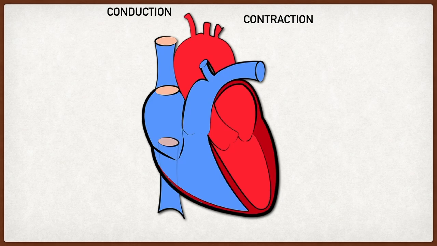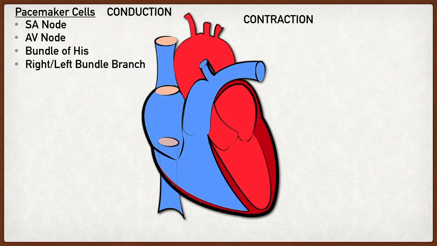The conduction system uses specialized cardiac myocytes in the myocardium called pacemaker cells. These pacemaker cells have the capability of generating their own spontaneous action potentials. These specialized pacemaker cells are located primarily in the SA node and AV node, but they can also be found in other areas of the conduction system, including the bundle of His, the right and left bundle branches, and the Purkinje fibers.